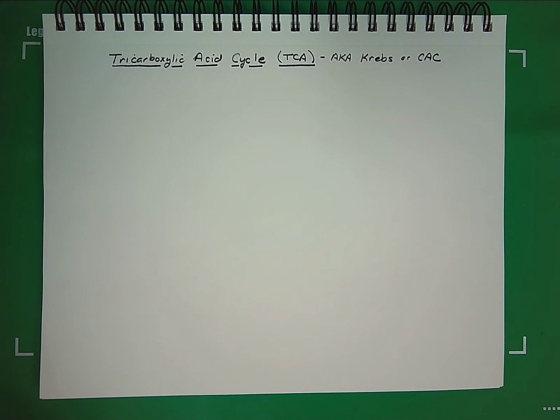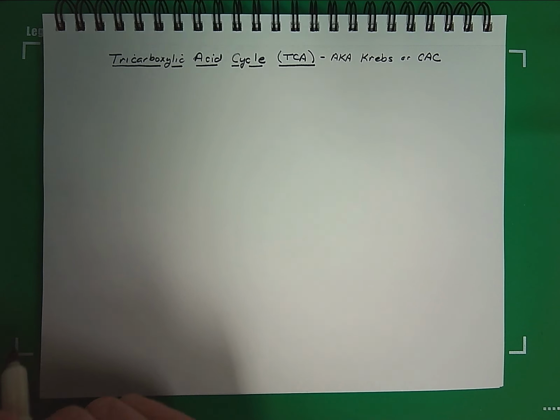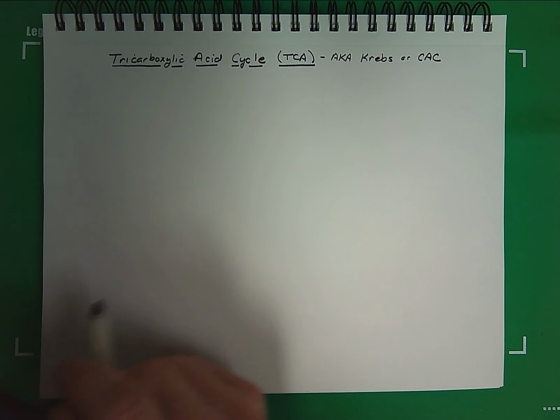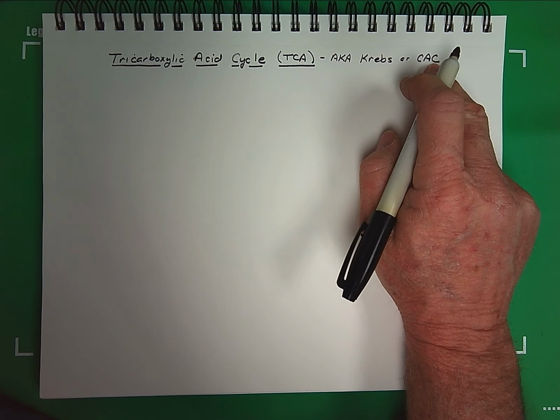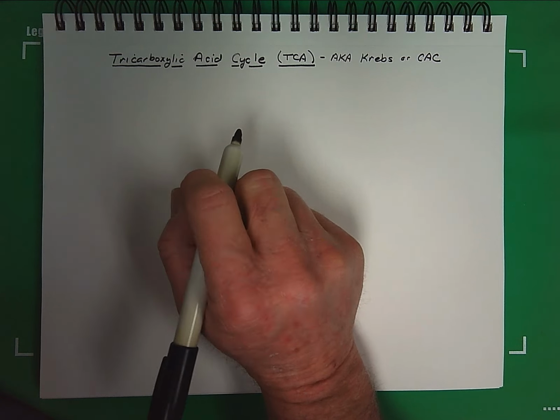Okay, now in this video we are going to be examining the tricarboxylic acid cycle, abbreviated the TCA cycle. This is also known as the Krebs cycle, named after Hans Krebs, who discovered the biochemical reactions that occur in this cycle, or it's also called CAC for citric acid cycle. I will refer to this as the TCA cycle.